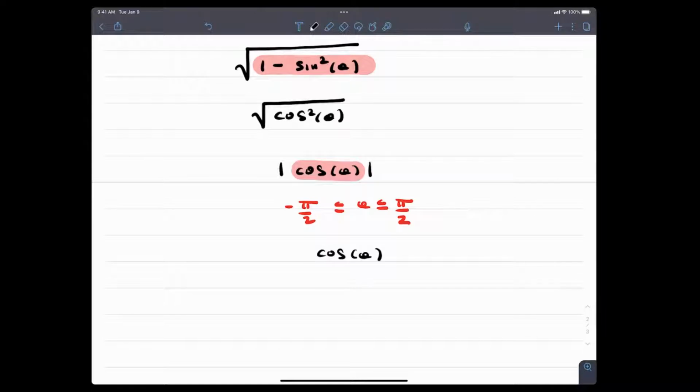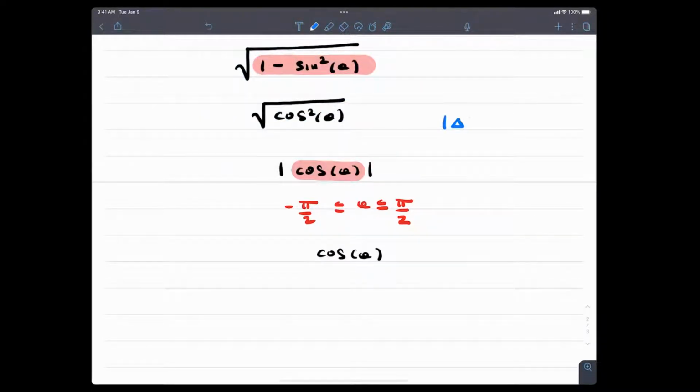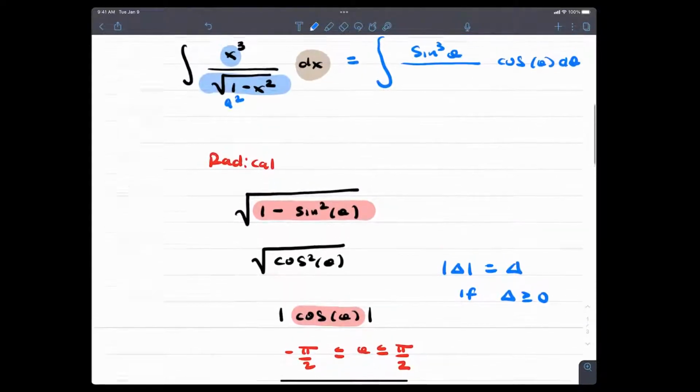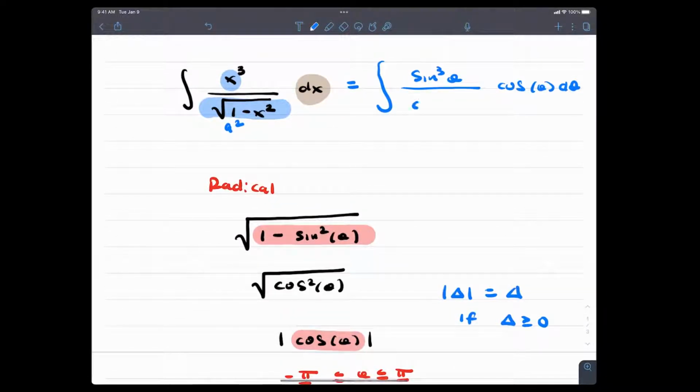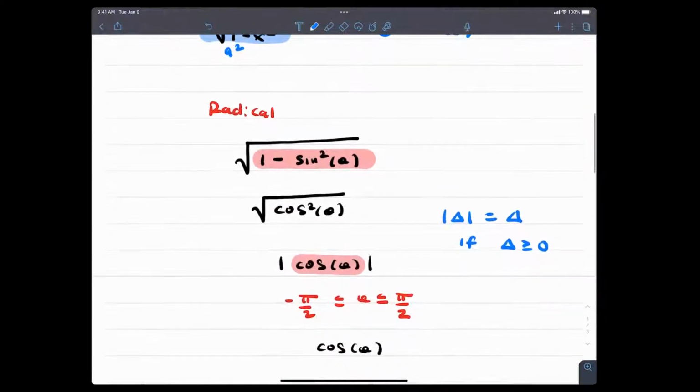Here's what I'm saying. The definition of absolute value of anything is itself if what's between the absolute value is positive or 0. So this portion here, what I'm saying is the radical now, and some books will do this, the radical simply becomes cosine theta now. Okay, you guys okay with that? So this is what we call a case 1 situation.